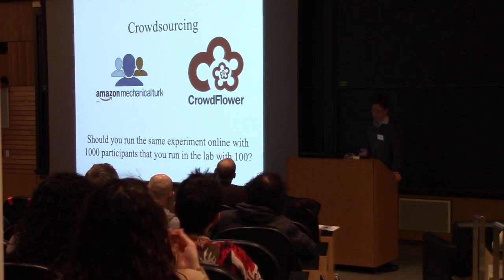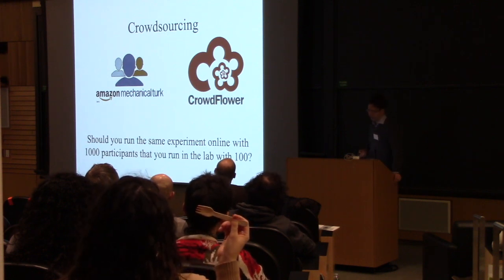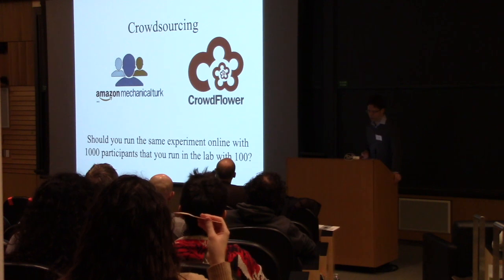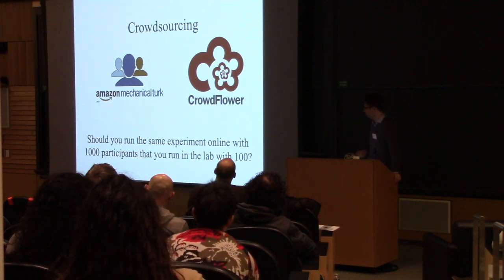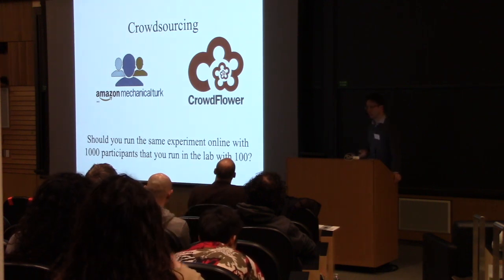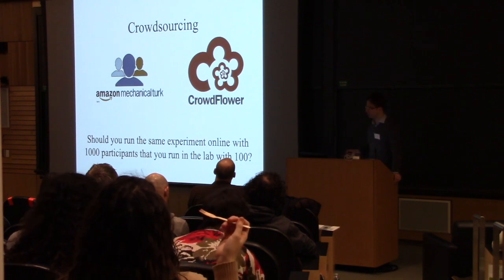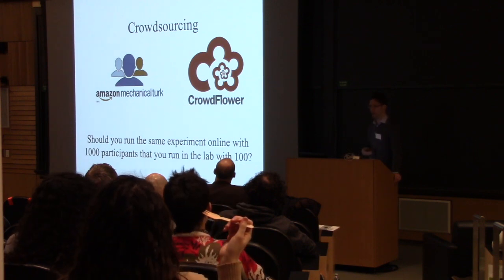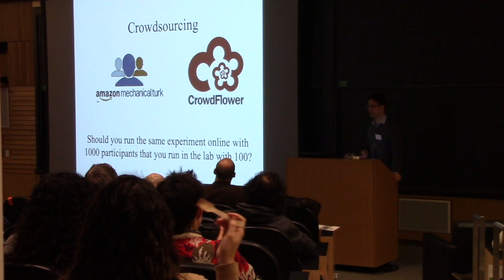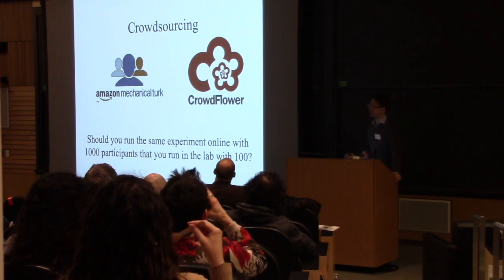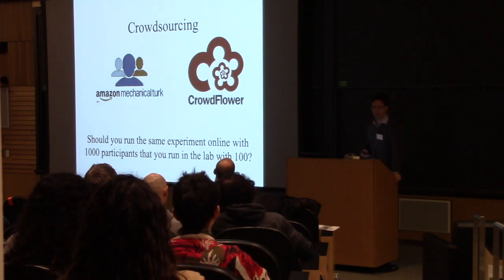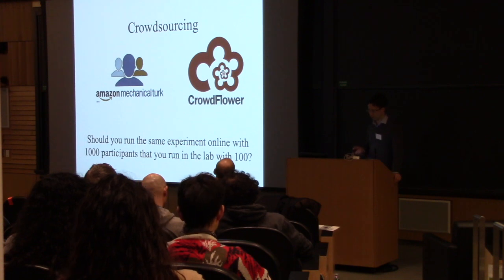One way of framing that question is to ask: should you run the same experiment online with 1,000 participants that you run in the lab with 100? Or when you have 10,000 or 100,000 participants, or, as you'll hear, places where we have 1 million or 10 million participants, how does that change the way you should think about doing the research and the kinds of methods we use?